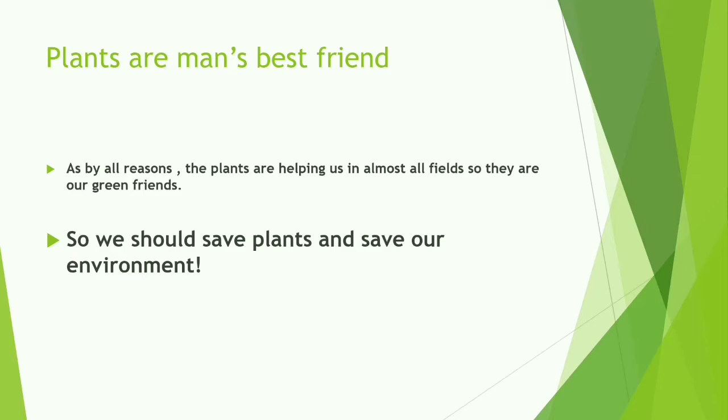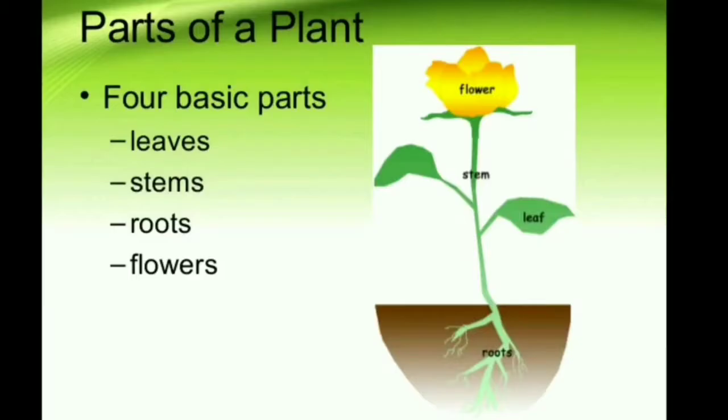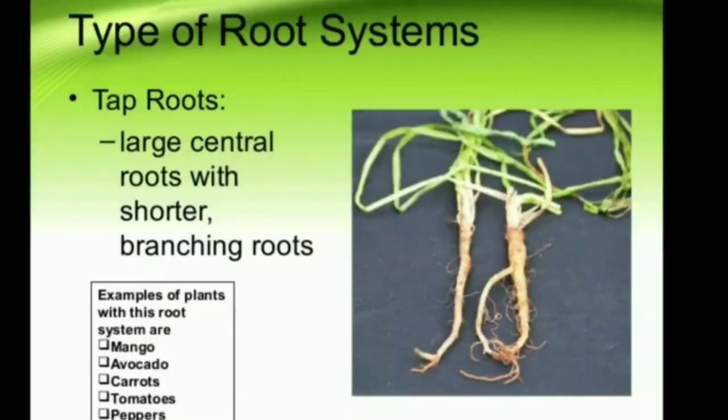Let's learn the parts of a plant. They have 4 basic parts. They are leaves, stems, roots and flowers. Plants have mainly 2 types of roots. First is taproot. They have a large central root with shorter branching roots. Look at the picture. Examples are avocado, mango, carrot, tomato, etc.